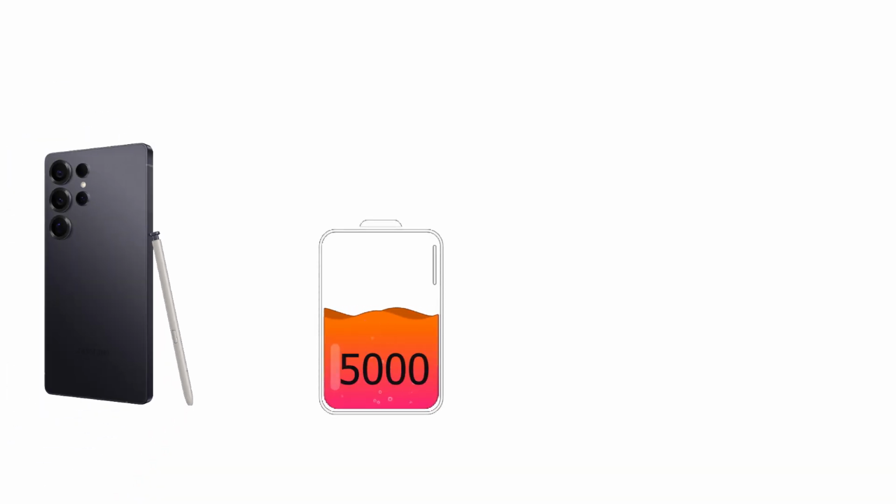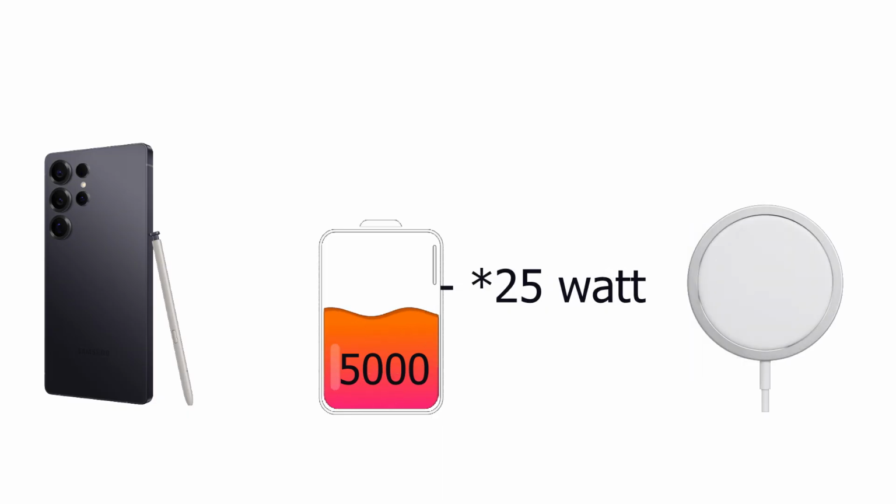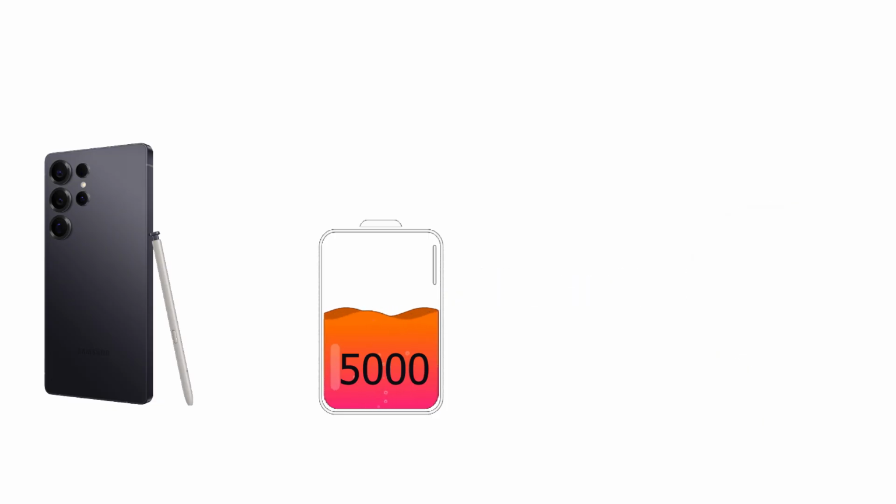Yes, the Samsung Galaxy S25 Ultra mobile comes with a 5000 mAh lithium-ion battery, which is a kind of old generation battery. And it supports 45 watts fast wired charging, 15 watts wireless charging, and 4.5 watts reverse wireless charging.